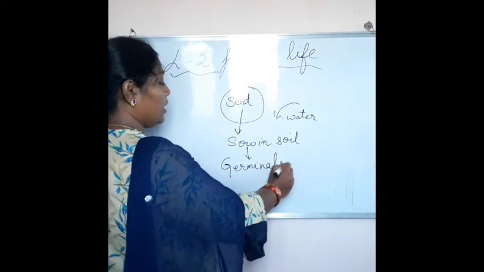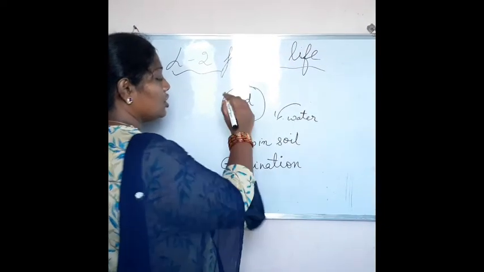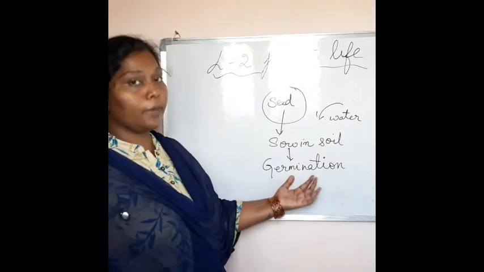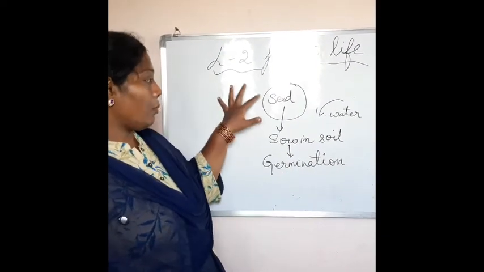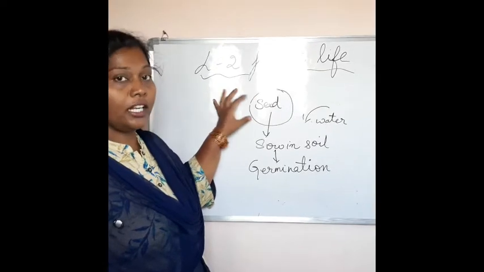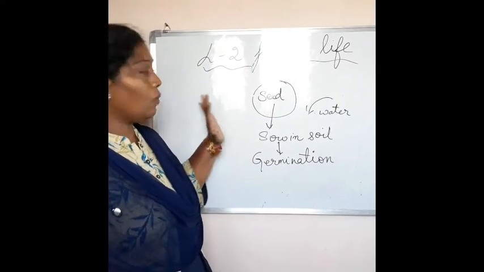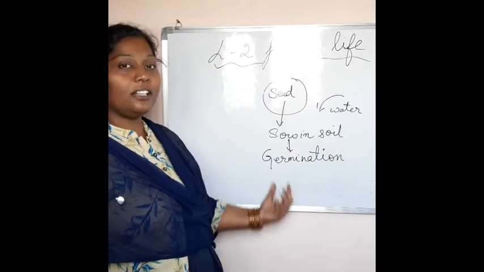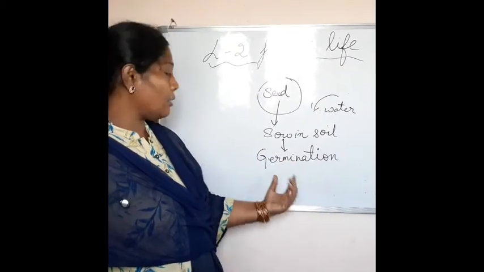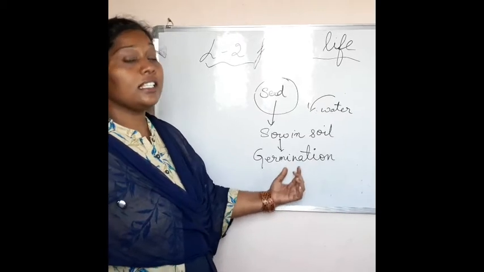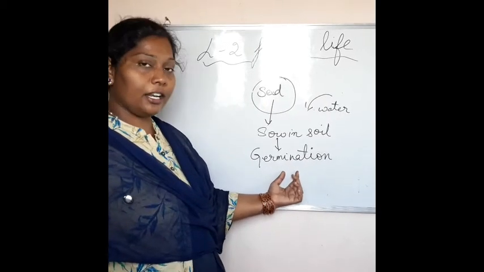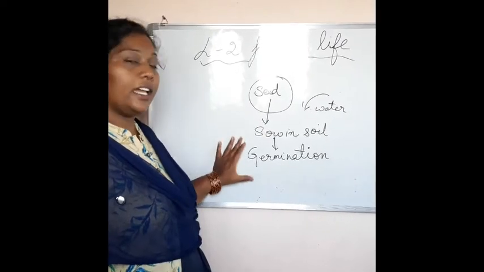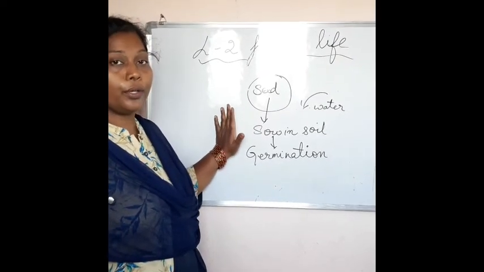What is it, children? The process of germination. What is this germination? Germination is nothing but the process of conversion of the seed into a seedling. The seed will take the water and start growing. That process is called germination. Children, repeat it. Germination. So in this way the plants are reproducing.